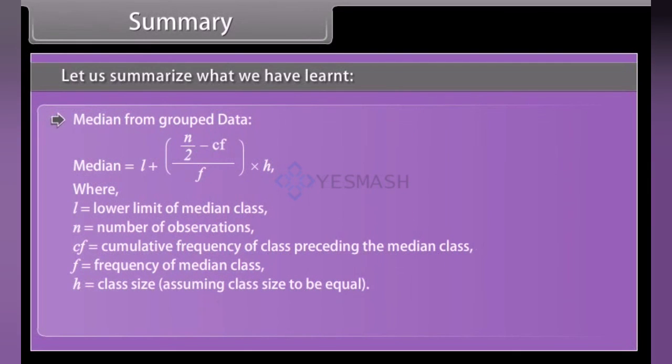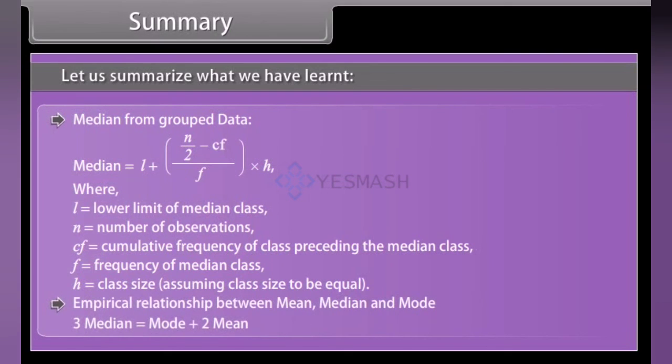Median from grouped data. L plus (n by 2 minus Cf) divided by f and multiplied by h, where L is equal to lower limit of median class, n is equal to number of observations, Cf is equal to cumulative frequency of class preceding the median class, f is equal to frequency of median class, h equals class size assuming class size to be equal.